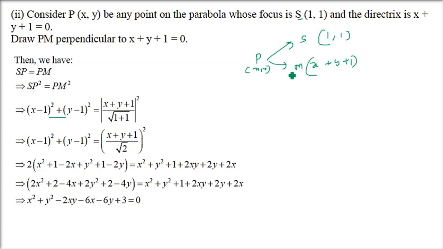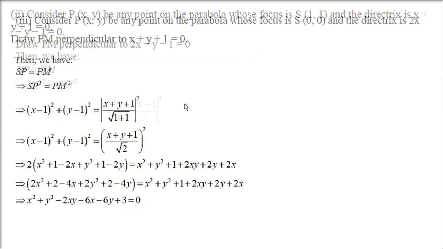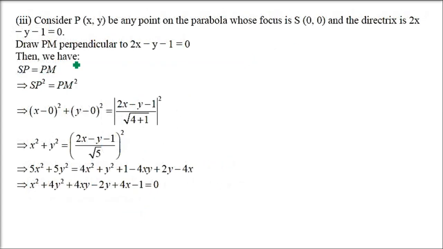So we'll take the distance PS and we'll take the distance PM, and then we square it. So the distance of xy from 1, 1 is x minus 1 whole square plus y minus 1 whole square, and the distance of xy from a line is x plus y plus 1 divided by under root of the coefficient squares, which is going to be under root 2. So we just open it, and this is the final equation. And same thing we are going to do here.